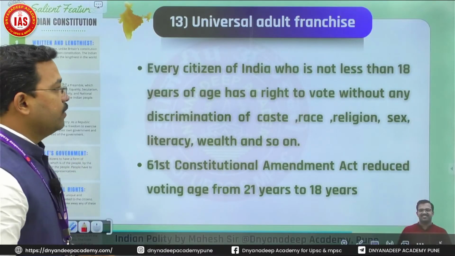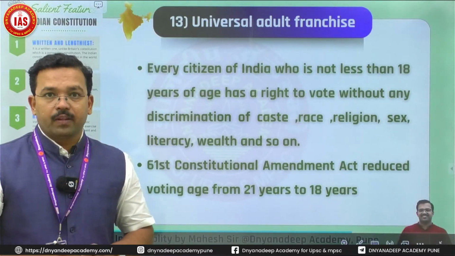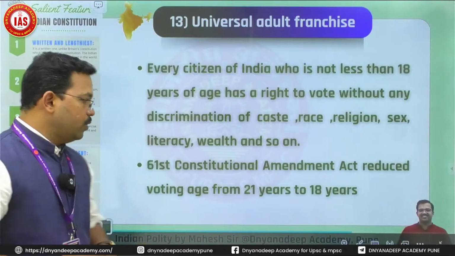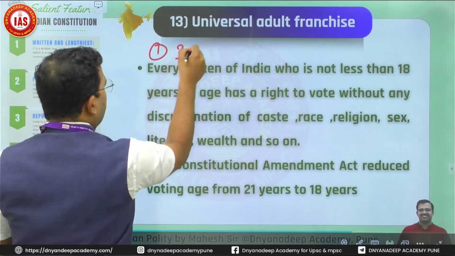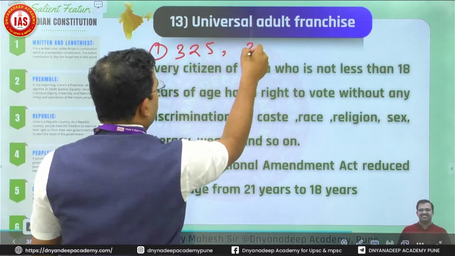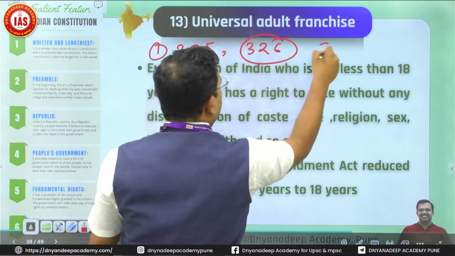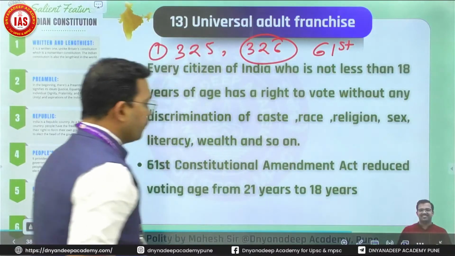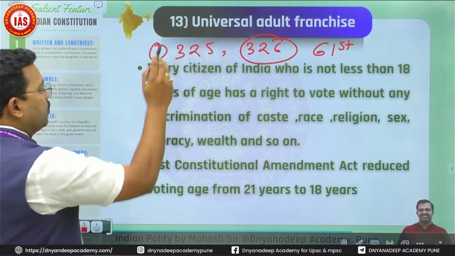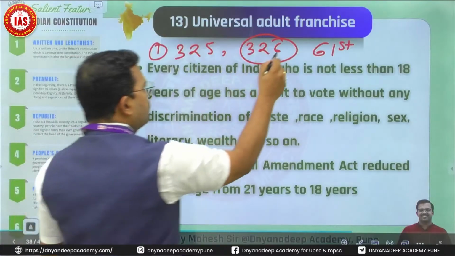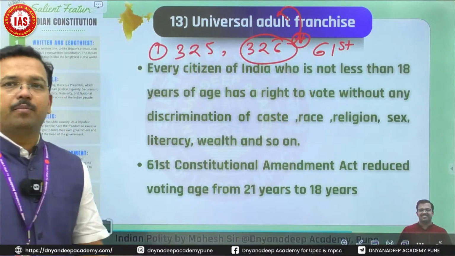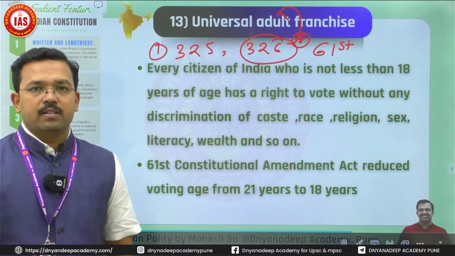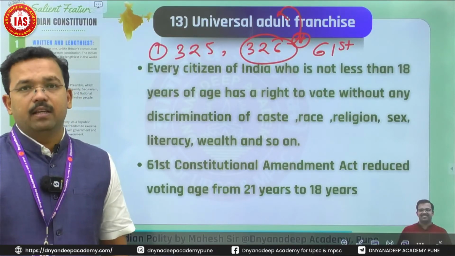Then we have universal adult franchise. Under universal adult franchise, you have to remember three simple things: one is Article 325, second is Article 326, and third is the 61st Amendment Act. Before that, the word universal adult franchise belongs to Article 326. इसको स्टार मार्क कर लो, ध्यान में रख लो, प्रीलिम्स के लिए इंपॉर्टेंट है. Universal adult franchise is applicable to Article 326.